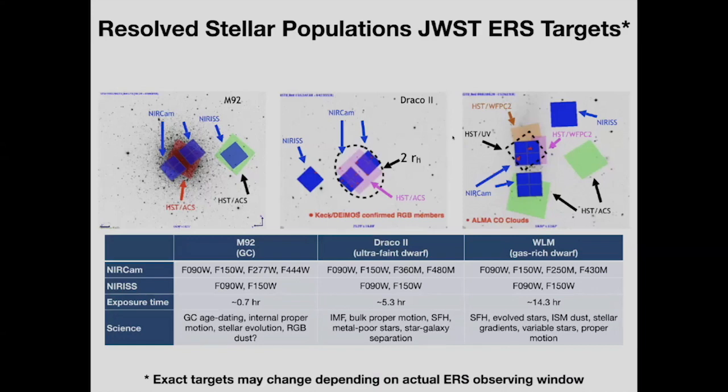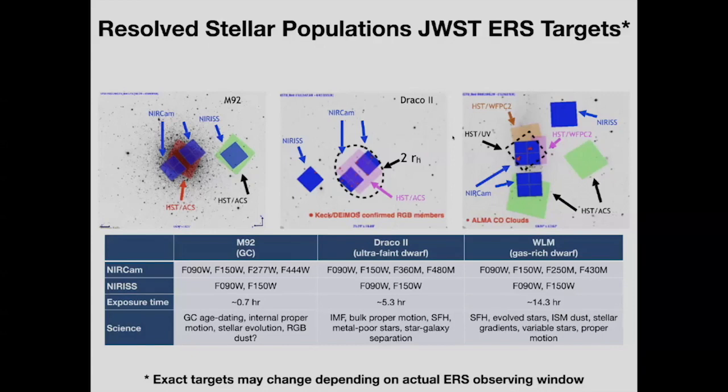And finally, WLM was selected because it's a representative star-forming galaxy at the very edge of the Local Group, about a megaparsec away. So it's going to be a very crowded environment. It requires about 20 hours of HST time to reach the ancient main sequence turnoff, and we'll be able to do that in a bit less with JWST. Here, we're going to be able to compare the HST and JWST results, as well as create catalogs across all the bands.